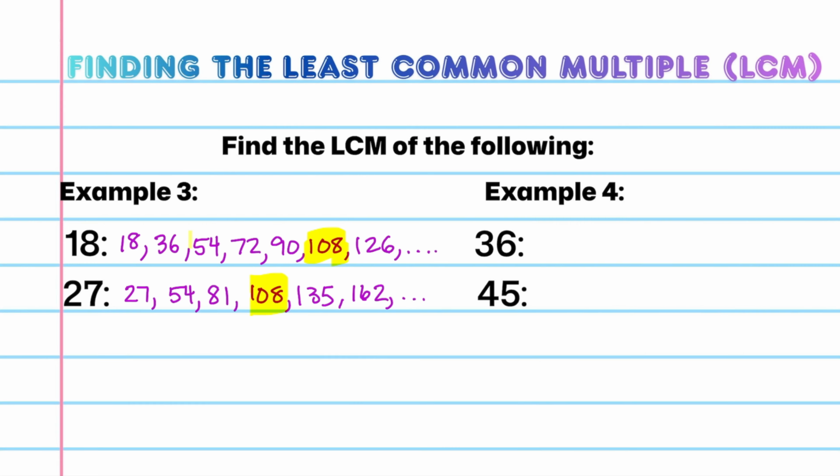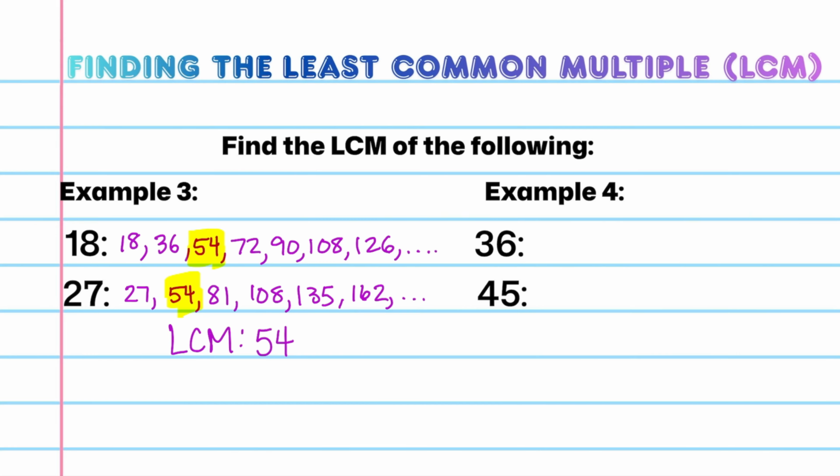Now again, we're finding the least common multiple. So the least common multiple of 18 and 27 is actually 54, because that is the smallest multiple that they have in common. So I don't want you to think, oh, why isn't it 108? Well, because 108 is larger than 54, so we're looking for the smallest multiple that they have in common, which is 54.